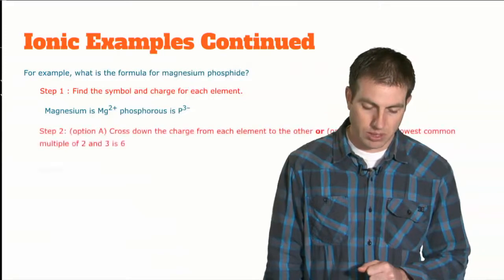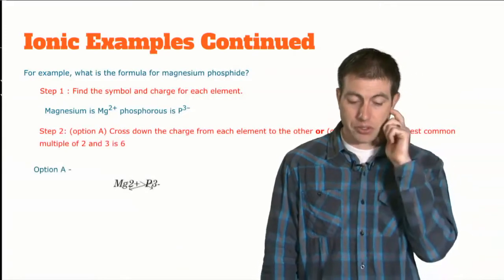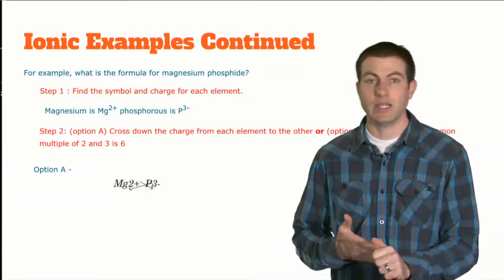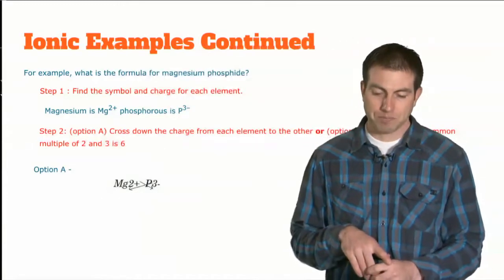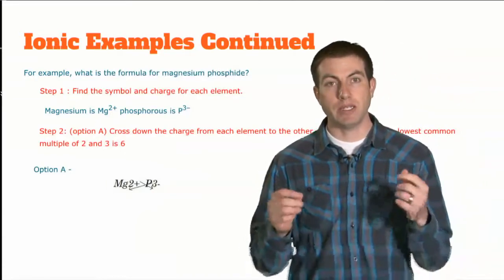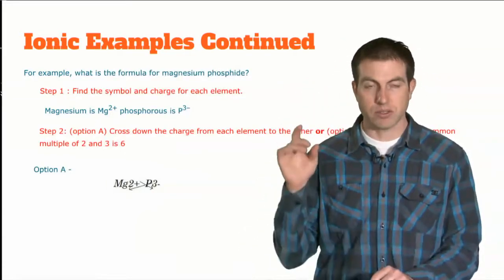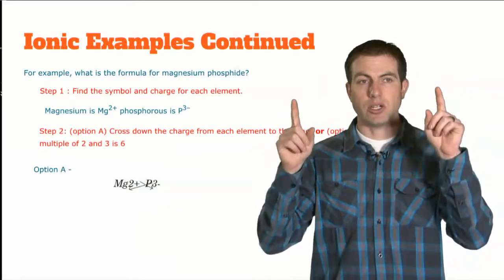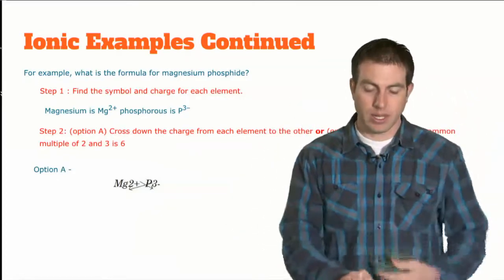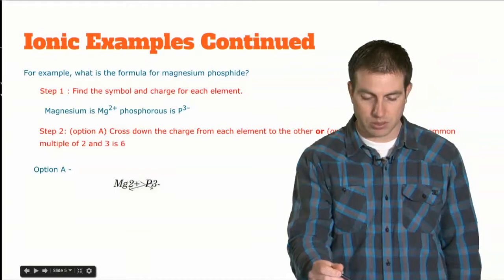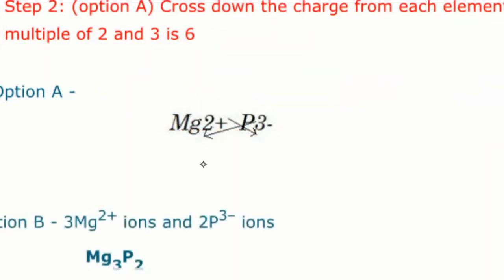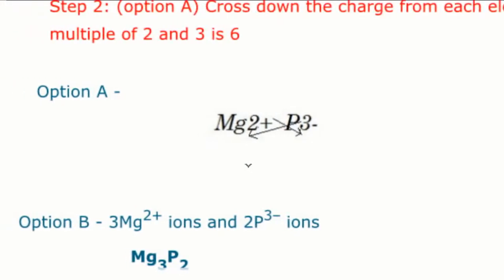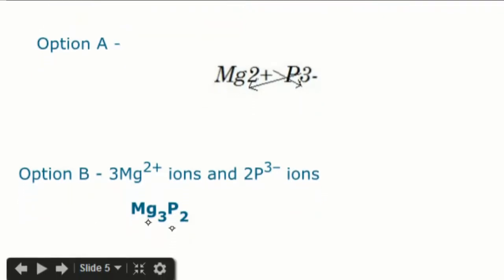Option number A, we call the crisscross method. And this will work 90% of the time, but you run into a few problems with it, which we'll talk about. So what you can do is draw magnesium with a +2 and phosphorus with a -3, take the charges of those things and cross them. The 2 that's next to the magnesium goes down next to the phosphorus and the 3 that's next to the phosphorus goes down next to the magnesium, and you end up with Mg3P2, like you can see down here.